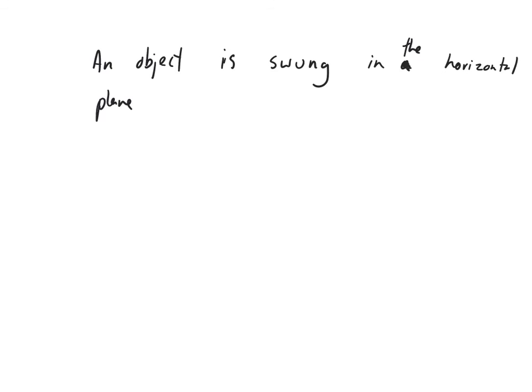An object, I'm making this one up, is swung. Is that the right word? Swung, right? That's good. It just looks like a weird word. An object is swung in the horizontal plane so that it maintains circular motion.